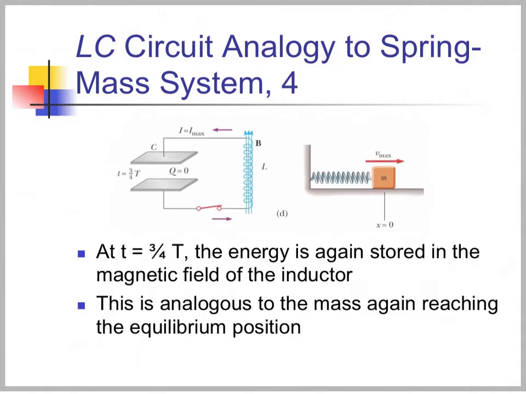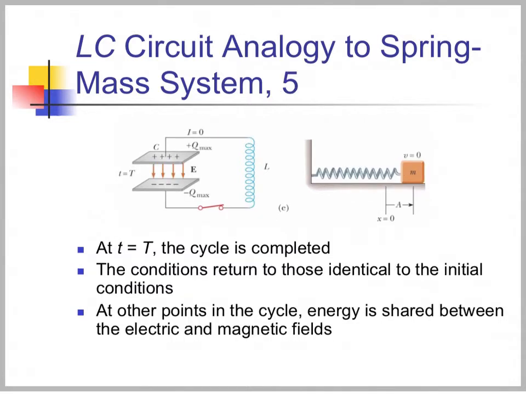And as it comes back, at t equals 3/4 of the total period, the energy again is completely stored in the magnetic field in the inductor, or the mass again reaching its equilibrium position and all the energy stored in the kinetic energy. And eventually, when the cycle is complete, the conditions return to those identical to the initial conditions. At other points in the cycle, energy is always shared between the electric and magnetic fields, or in the mass spring between the kinetic energy and the potential energy in the spring.